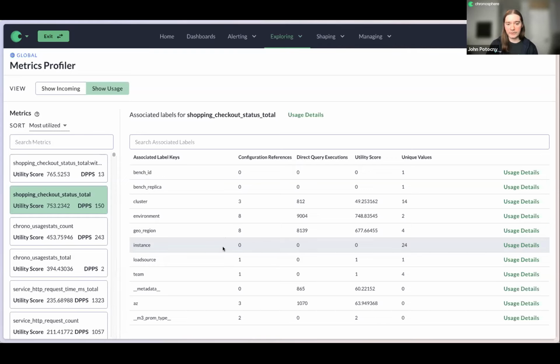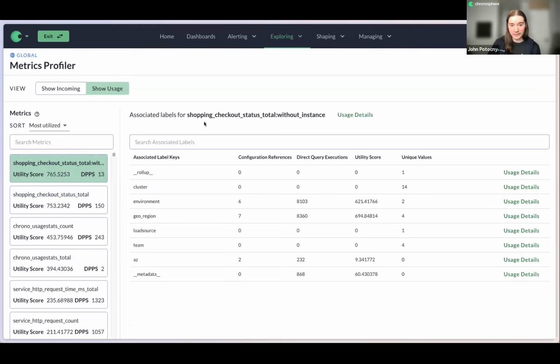And so what Chronosphere lets you do to handle these cases is I can actually create a rule for the data that's coming in the system that will let me aggregate the data without the instance label. You're probably doing this in your dashboards already, doing some by geo region or some without instance, something like that, and just store the result within the platform. And you'll notice I clicked on the second row in my most utilized metrics. The first one is actually just that. This is the result of doing an aggregation to remove the instance label. And you can see, other dimensions are being retained. We still have high utility references, executions for them.